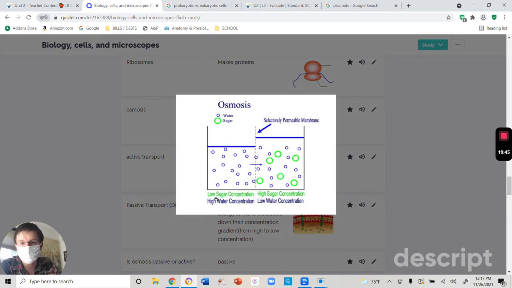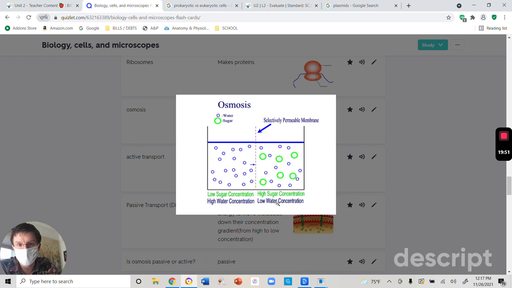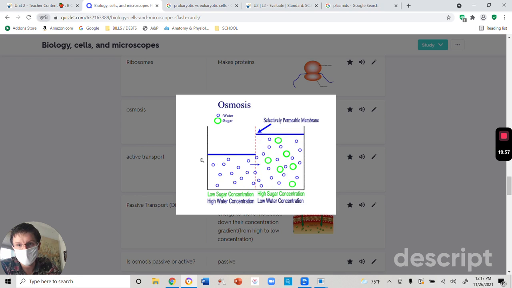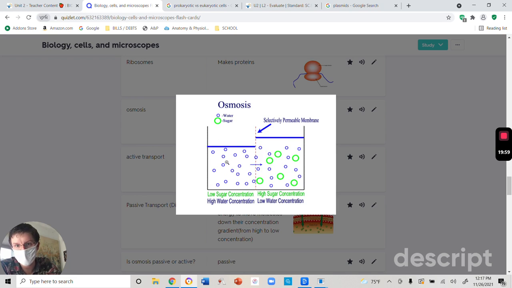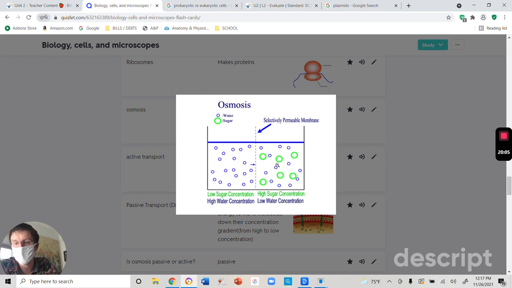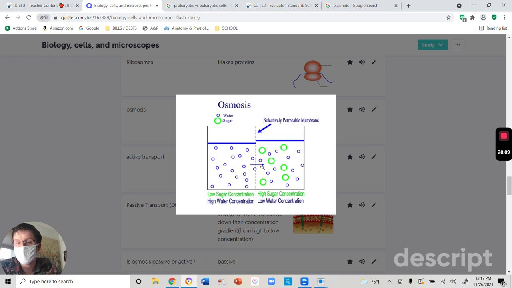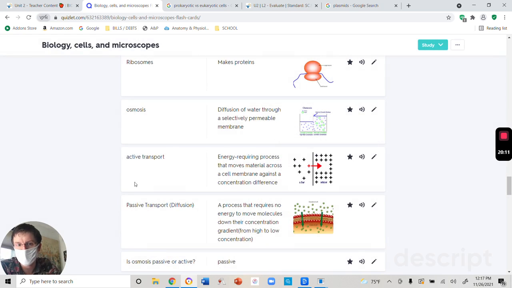There's a high water concentration over here, so it wants to move to an area with lower water concentration. All right, because due to not as many sugars over here, the ratio of sugar to water is high, so water wants to move that way. So that's why I want you to know water moving through osmosis is passive transport. It's passive because it requires no energy.